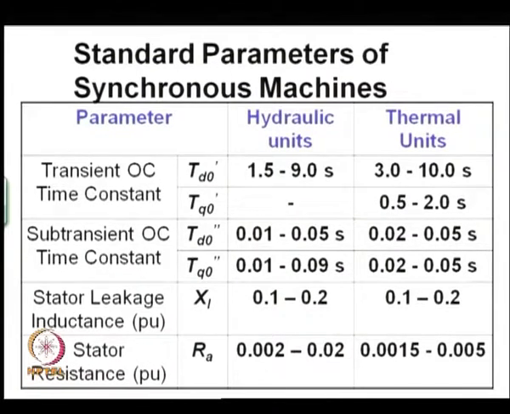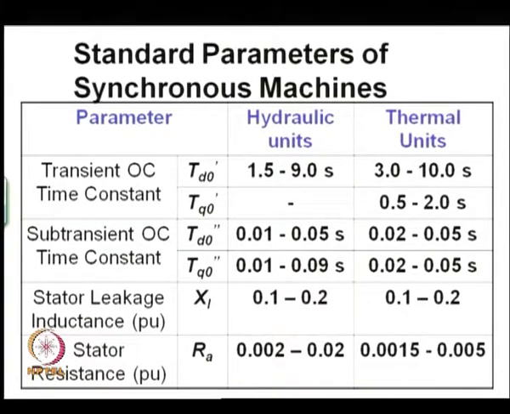So, T d0 dash and T q0 dash, T d0 double dash and T q0 double dash are in fact called the open circuit time constants. Why they are called the open circuit time constants is something we will discuss in this class itself. So, we will just hold that discussion for some time in the background, we will have it a bit later.